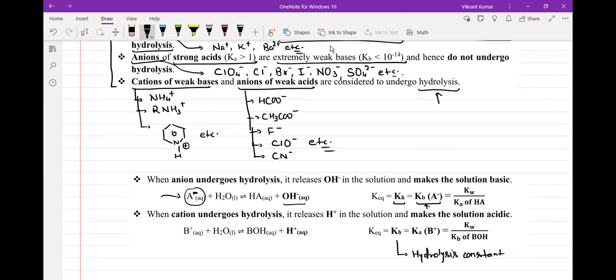So right now, individually, we are saying if anion only is undergoing hydrolysis, we are getting this reaction. Hai na? If cation only is undergoing hydrolysis, this is the reaction, and this is the acidic behavior of B plus. Hai na? So its constant will be K of B plus, which is Kw upon Kb of the conjugate base. Is it okay? Clear point? हाँ Krish.